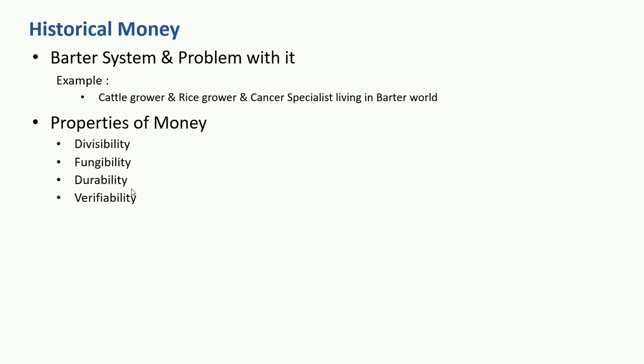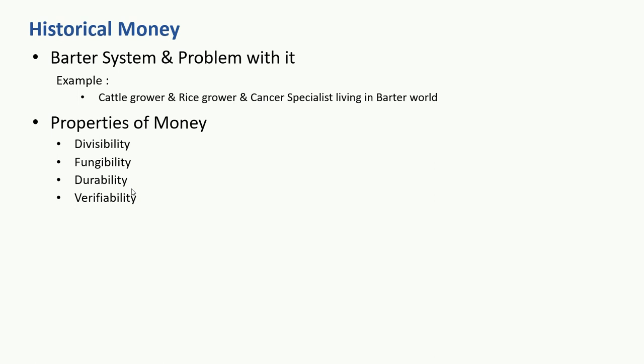So the next one is the fungibility problem. What is the fungibility problem? The third one, our participant, is a cancer specialist. What he says is, in the community, if at all you're getting ill, I'm going to treat you in your old age, or whenever you get cancer or some disease, I'm going to cure you. But the cattle grower and rice grower are very skeptical about it.